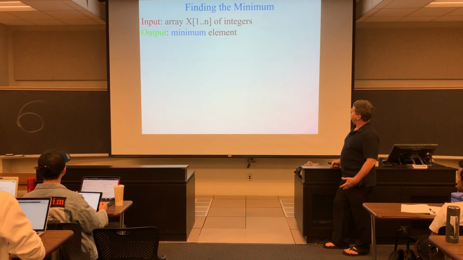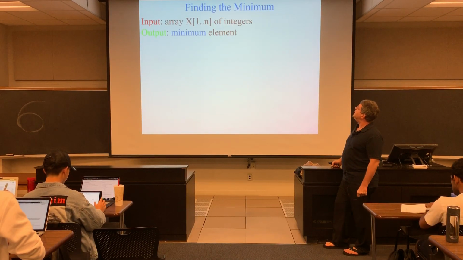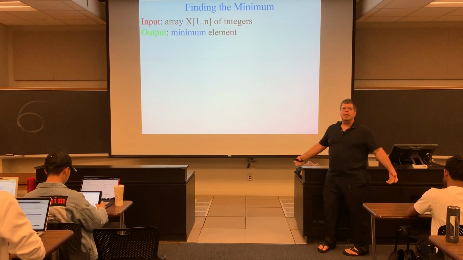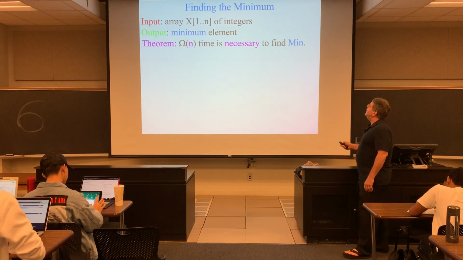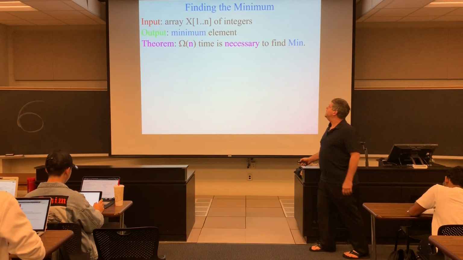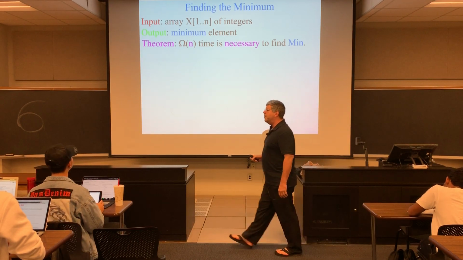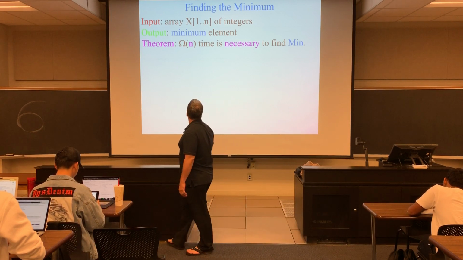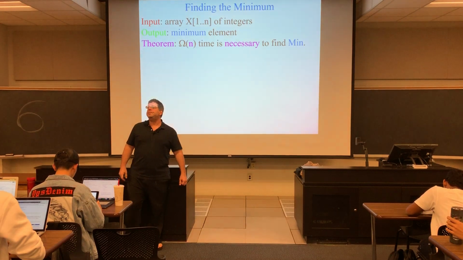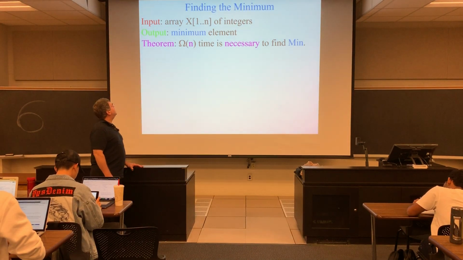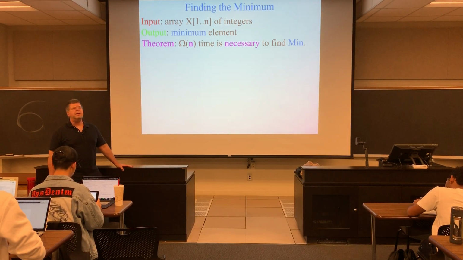But the finding the minimum problem is: I give you a bunch of numbers, like in an array, and you find the minimum object or the minimum number. So obviously, well, maybe it's not so obvious, but Omega(n), linear time, is necessary. It's also sufficient because you can quickly go through the numbers and find the minimum. But why is linear time also necessary?